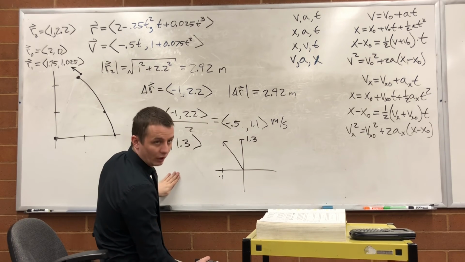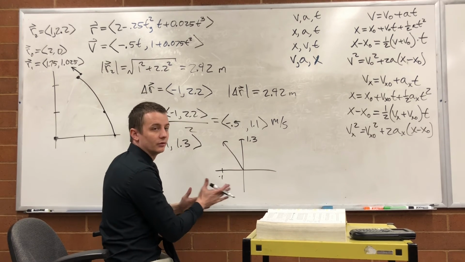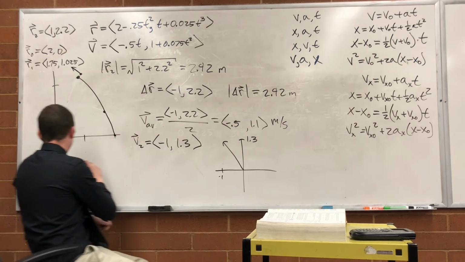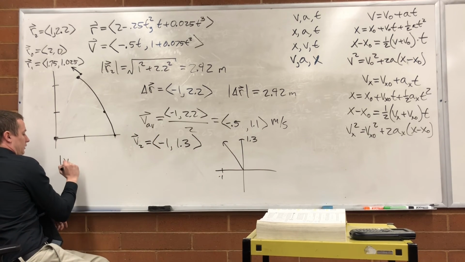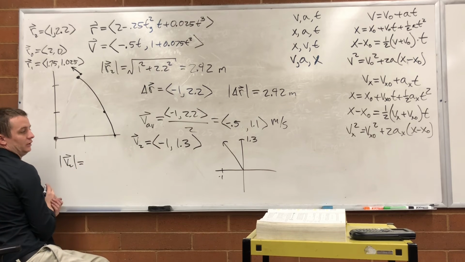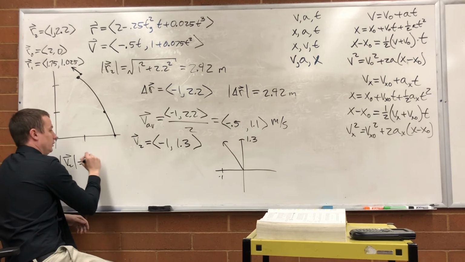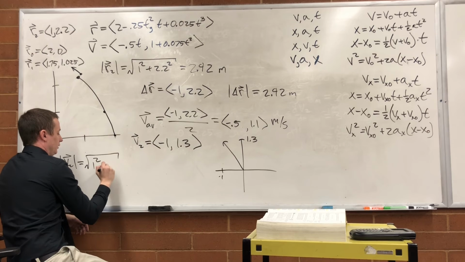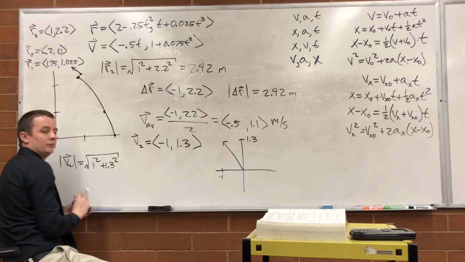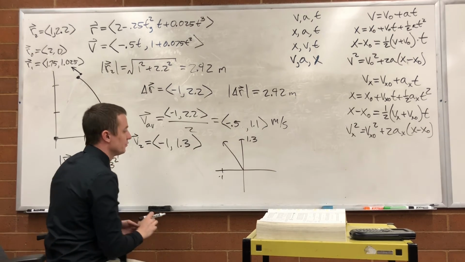Now we need to find its direction and its magnitude. We need to find the length of the vector. That's real easy. The magnitude of it is just going to be equal to the square root of 1 squared plus 1.3 squared, right? That comes out to whatever comes out here.